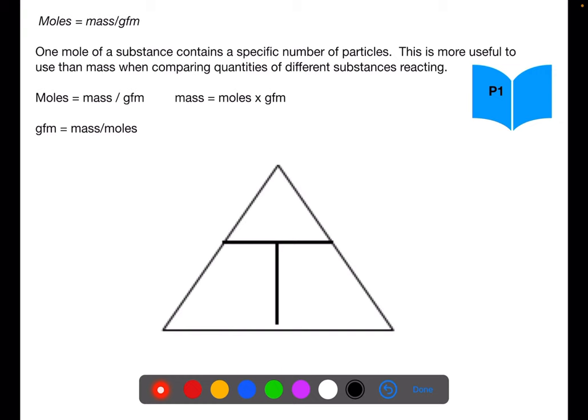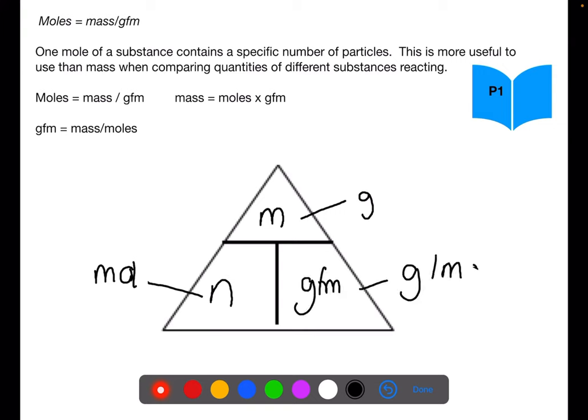We can represent this using a triangle if you find it easier. In the triangle, we will have mass represented by an M on the top. This is measured in grams. We'll then have moles represented by an N. This is measured in mol for moles. And then gram formula mass, which is grams per mole.